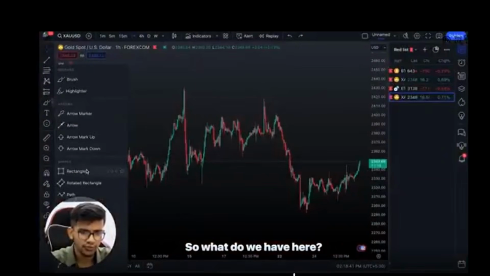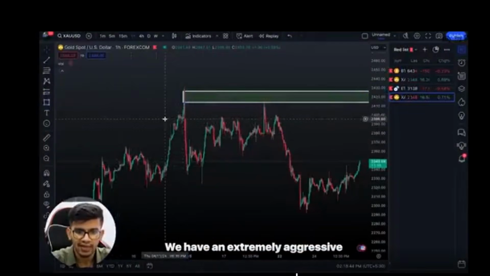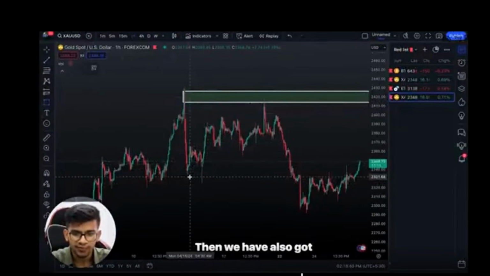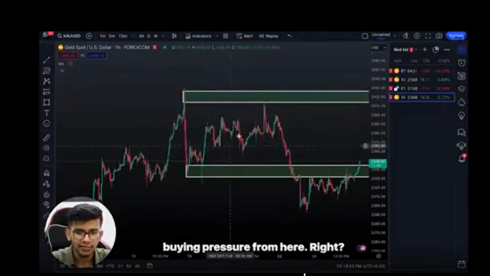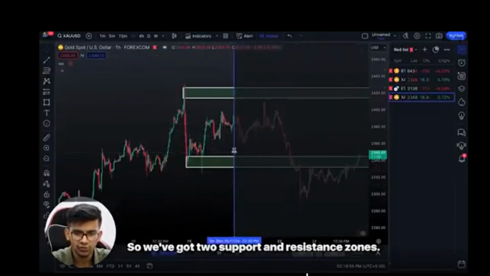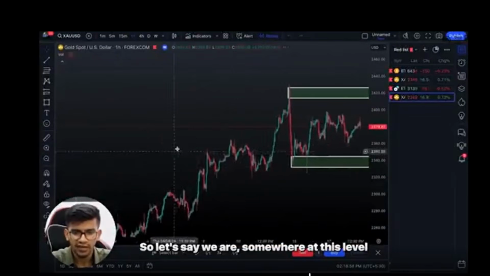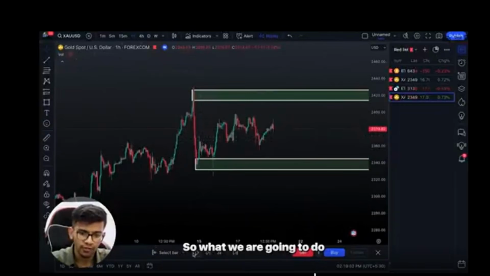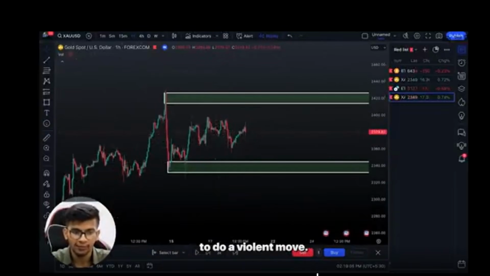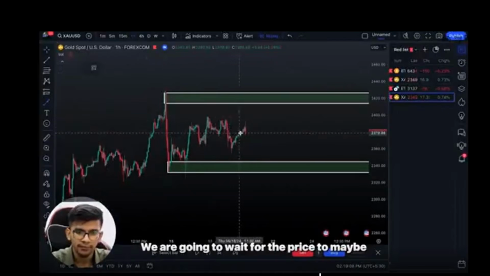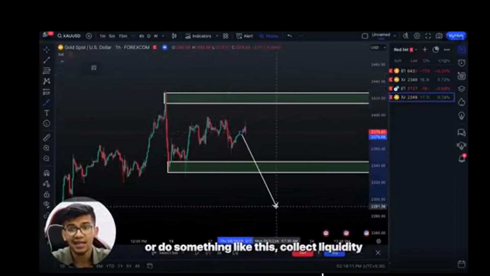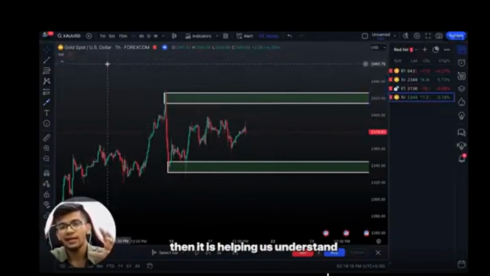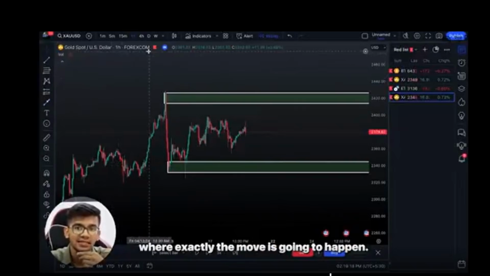So let me give you an example. What do we have here? We have an extremely aggressive selling pressure from here, which basically means that there are a lot of sellers waiting here. Then we've also got an extremely aggressive buying pressure from here. So we've got two support and resistance zones. Let's say we are somewhere at this level. Now we are confused whether the price is going to go up or down. So what we are going to do is wait for the price to do a violent move, maybe do something like this or something like this, collect liquidity, and then give us a move. Because when the liquidity is collected, it helps us understand where exactly the move is going to happen.